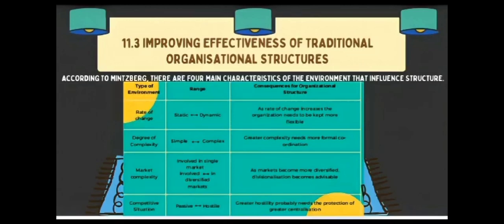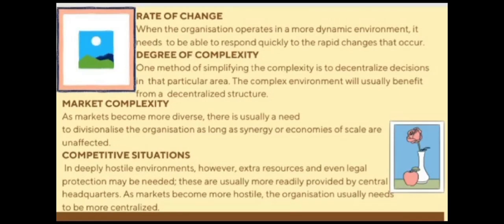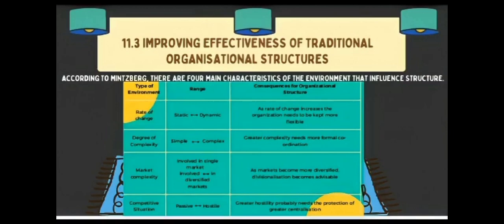The third one of the type of environment is market complexity. Range: involved in a single market, involved in diversified markets. Consequence for organizational structure: as markets become more diversified, diversification becomes advisable. Market complexity: kailangan natin ng organisasyon hanggat hindi maaapektuhan ang synergy. Ano nga ba ang synergy? Ang synergy ay konsepto ng halaga ng pagganap ng dalawang kumpanya na pinagsama na mas malaki kaysa sa kabuuan ng mga individual.